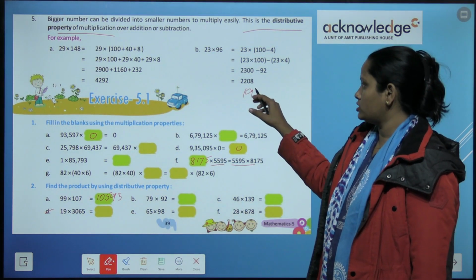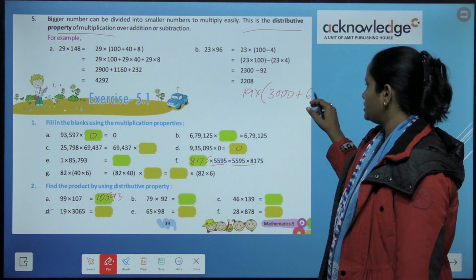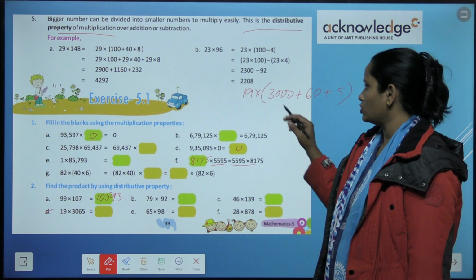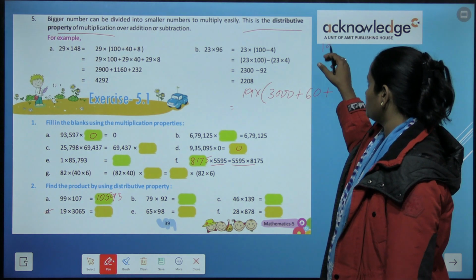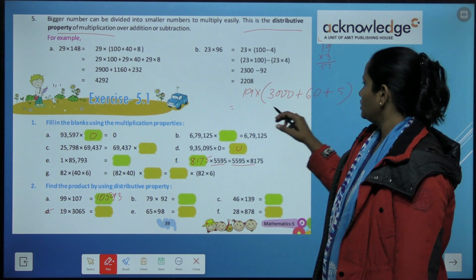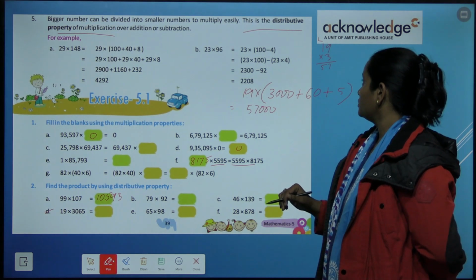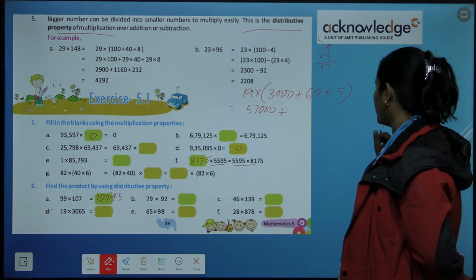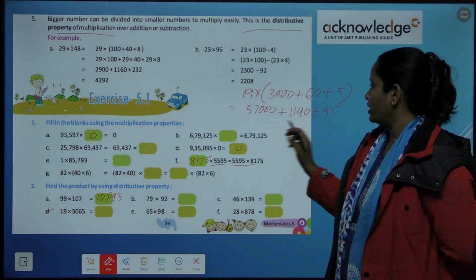Distributive property we have to use. 19 multiplied by 3000 plus 60 plus 5. अब 19 को हम 3000 से मल्टीप्लाई करते हैं. So 19 multiply 3, it's 57, plus 19 multiply 60. So when we have multiplied all these numbers, we get this answer.